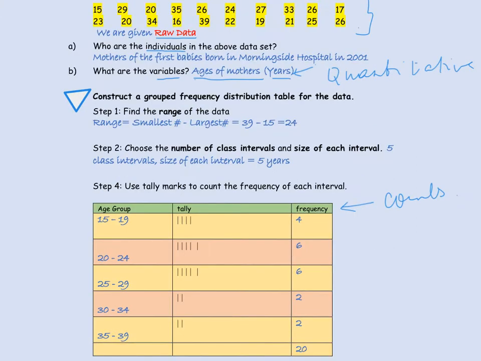So what we'll do now is summarize the raw data set. We'll go through the various steps. So the first step is figuring out the range of the data set. So pay attention to the word range here. So the range is a number that is calculated by subtracting the smallest number from the largest number. It's just the other way around. So it's the largest minus smallest.